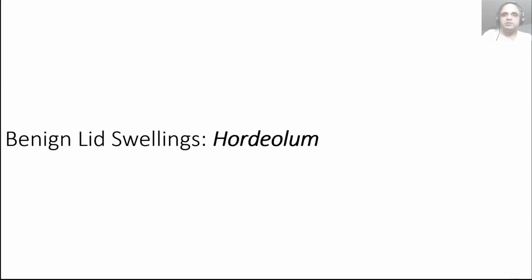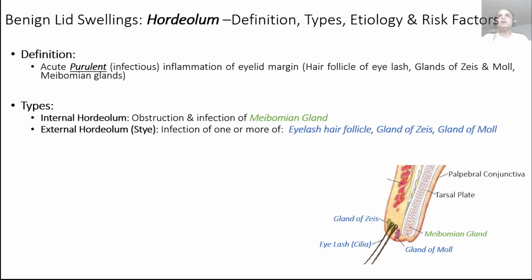Now we are moving on to a hordeolum. Hordeola are purulent or infectious inflammation of the lid margin, and we've already talked about the structures that can be involved. It could be the hair follicle of the eyelash, gland of Zeis, gland of Moll, or the meibomian gland, or a combination thereof. An internal hordeolum is an obstruction and infection of the meibomian gland. An external hordeolum, also called a stye, is an infection of one or more of the eyelash hair follicle, gland of Zeis, or gland of Moll.